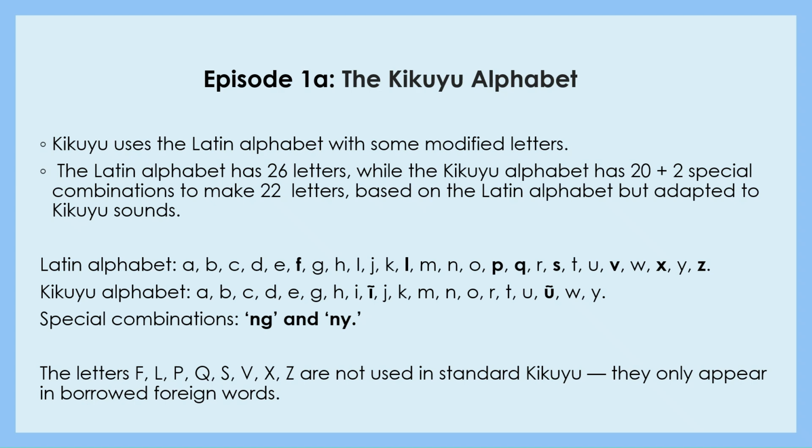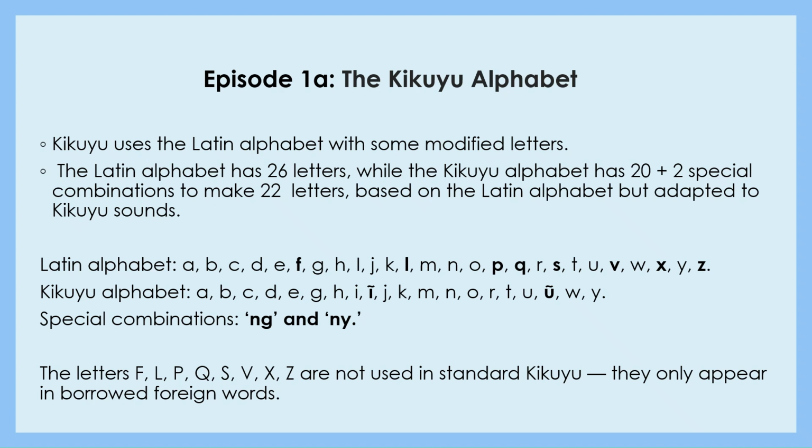The English or Latin alphabet has 26 letters. Kikuyu uses only 20 of these letters, plus two special combination consonants included in this course to make 22. Kikuyu uses only sounds that exist in the Kikuyu language.